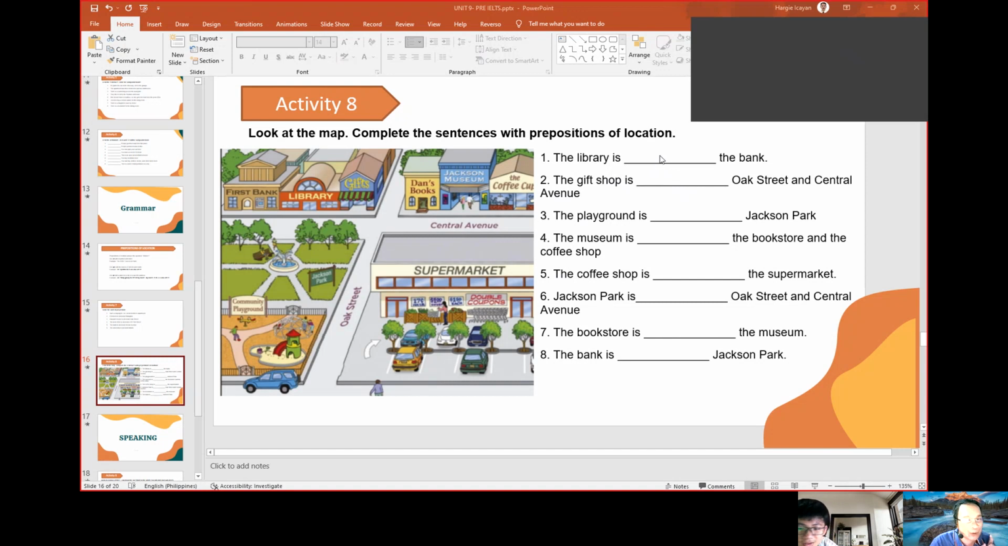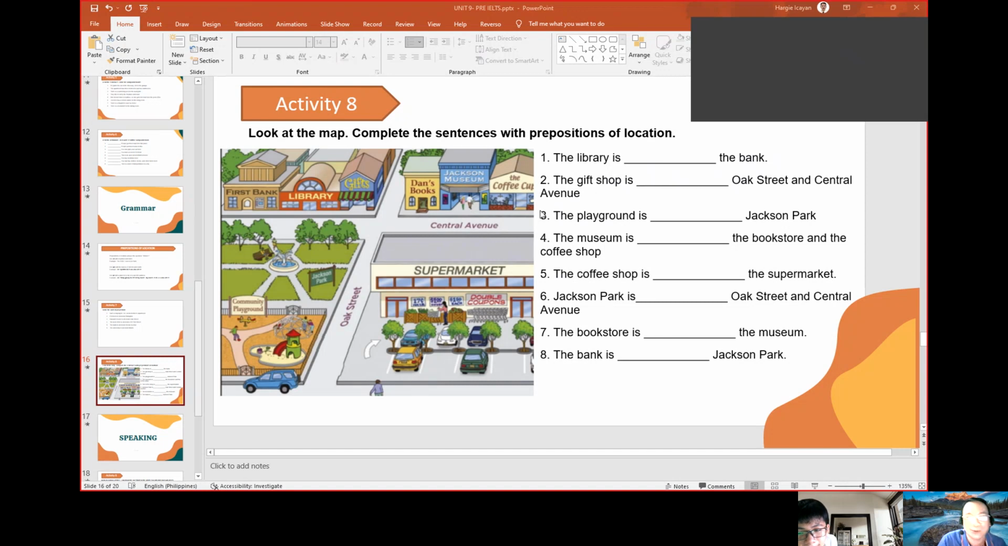Okay, so what is the preposition? On or at? I'm confusing myself. The word bank is a specific place next to the library. Actually, the library is at the bank, because bank is a specific place already. It's a bank. Okay, the library is at the bank.